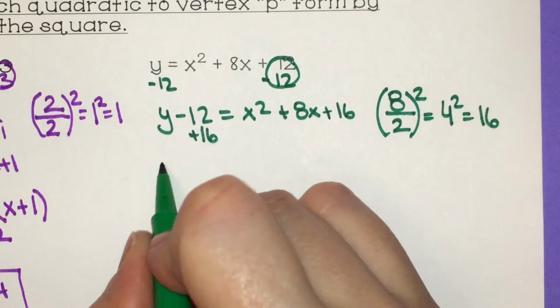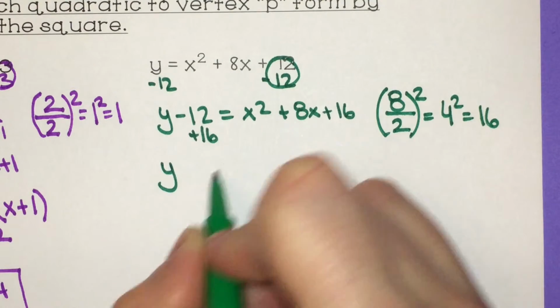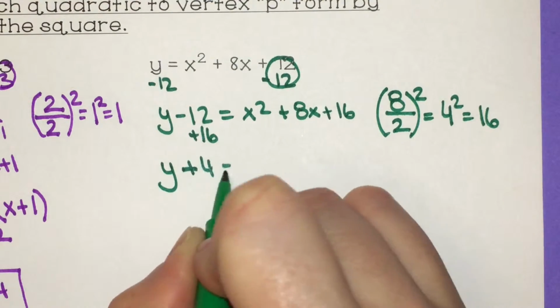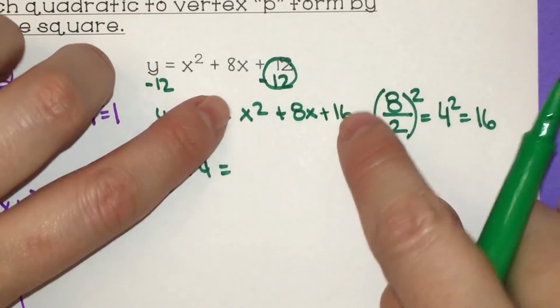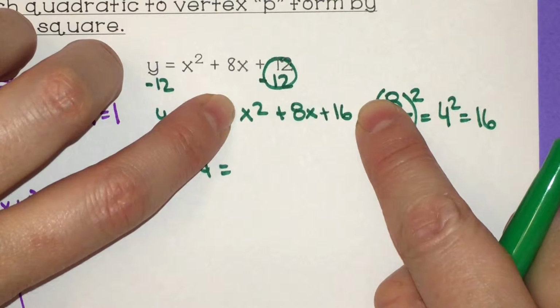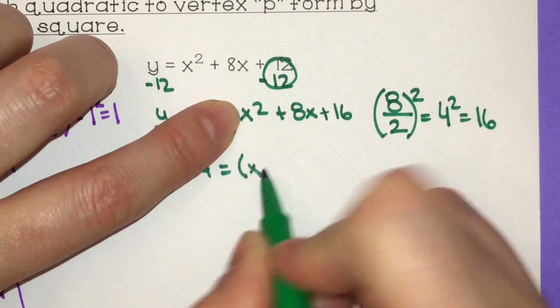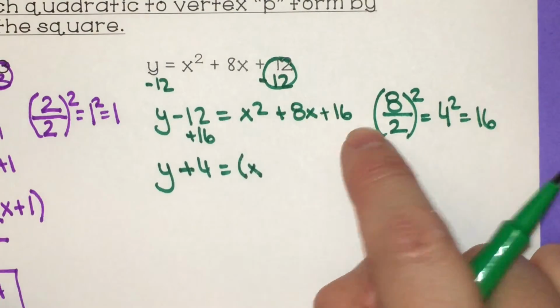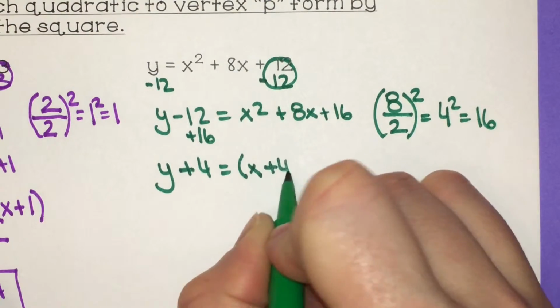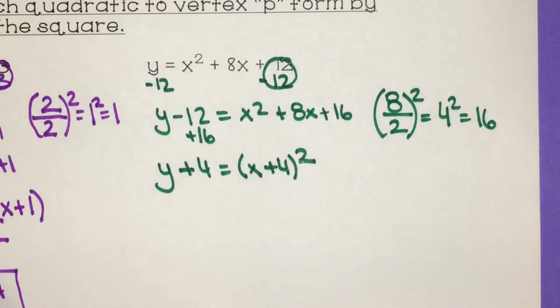All right, so I have y minus 12 plus 16, which gives me y plus 4, equals, okay, I'm going to factor this. It's a perfect square, so the square root of x squared is x, the square root of 16 is 4, so x plus 4 squared. So it's factored.